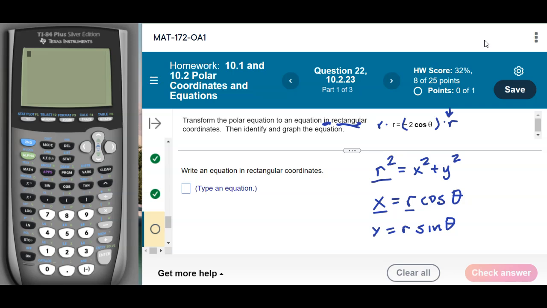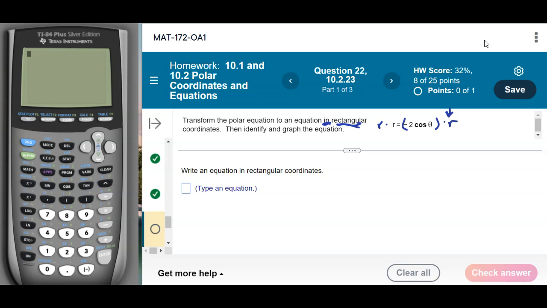All right, notice squaring both sides is not going to help, because by squaring both sides I would have r squared, which is x squared plus y squared, but I'd have a 4 cosine squared theta, and I don't have a direct path to x or y from that. I need an r times that cosine of theta. So that's the reason why we're going to use that.